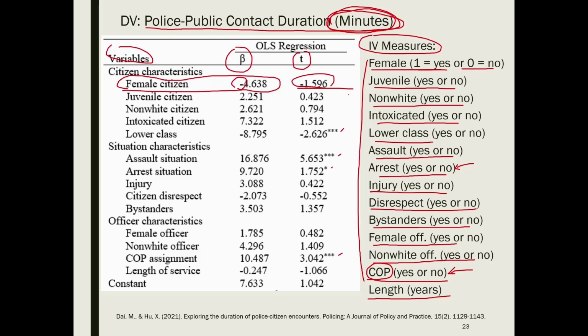police-public contact duration. The same applies to whether a citizen is a juvenile, whether the citizen is white or non-white, whether the citizen is under the influence of drugs or alcohol. None of them are significant predictors of the police public contact. So we don't really have to interpret them in our final writing, when you're writing the reports or the results, something like that.